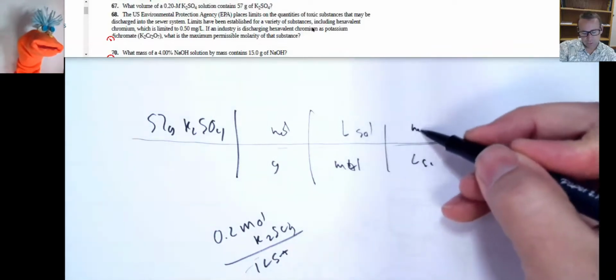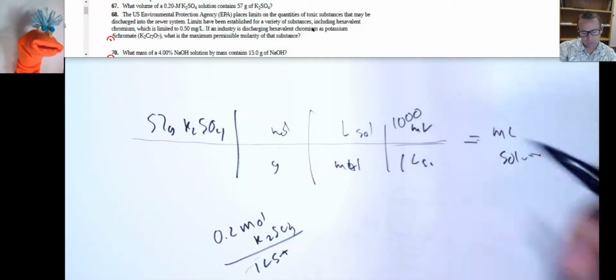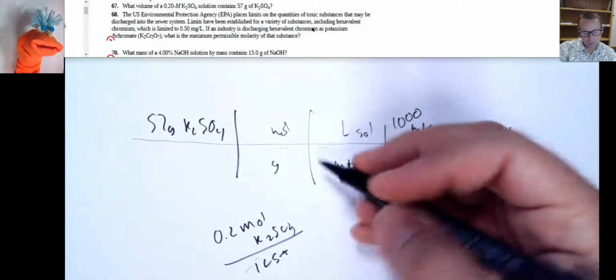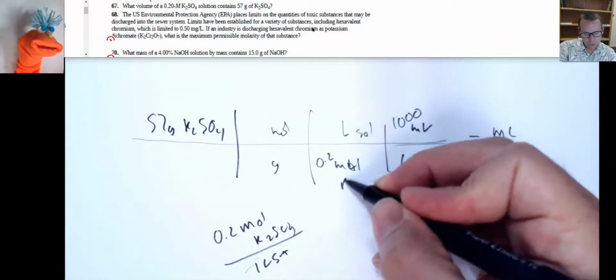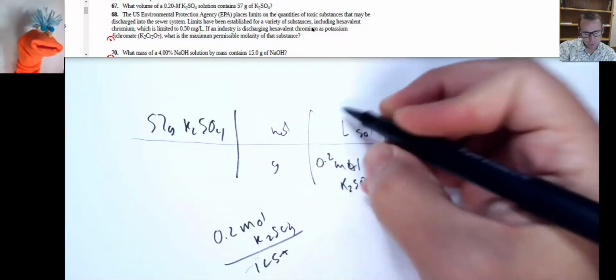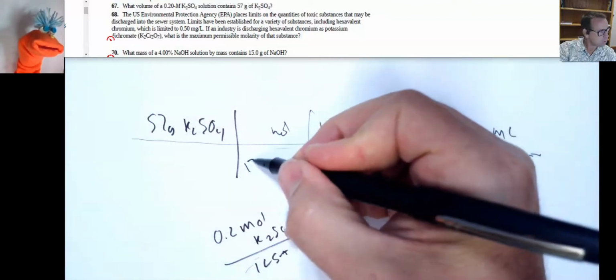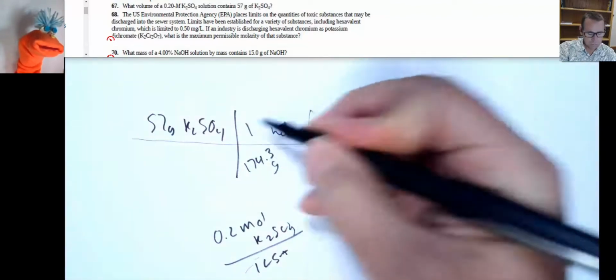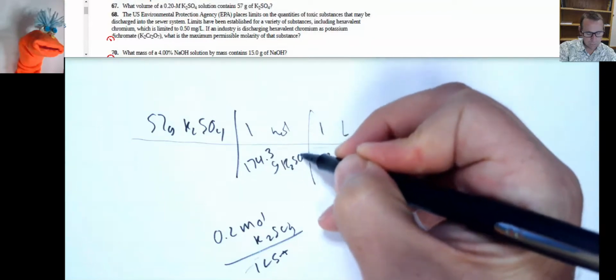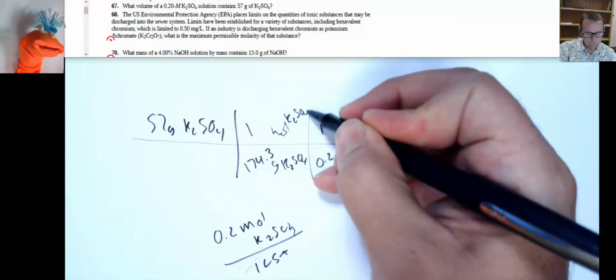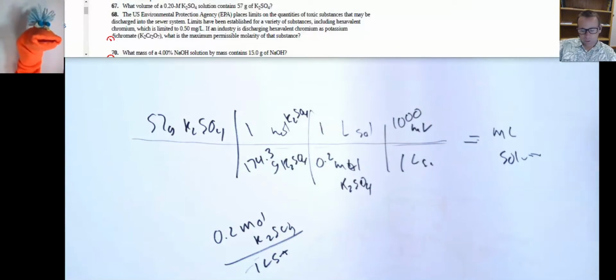Liters of solution will go to milliliters of solution. There's 1,000 milliliters per liter. So this is my molarity, 0.2 moles of K2SO4 for every liter of that solution. And my molar mass, of potassium sulfate. According to Wikipedia, potassium sulfate, also called sulfate of potash, arcanite, or archaically potash of sulfur, is the inorganic compound with formula K2SO4, a white water-soluble solid. So you chose right, Fred.